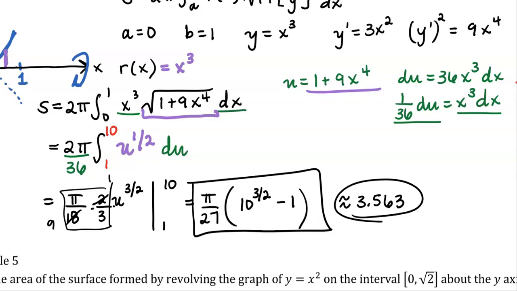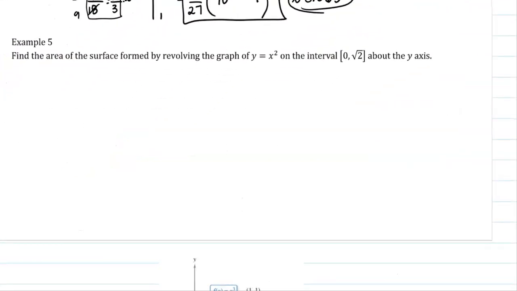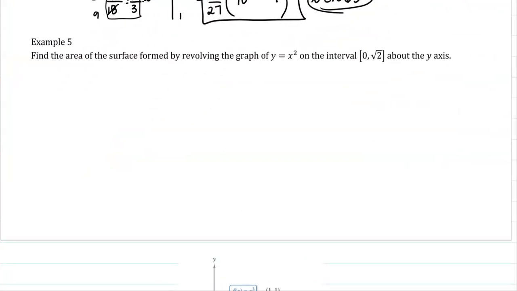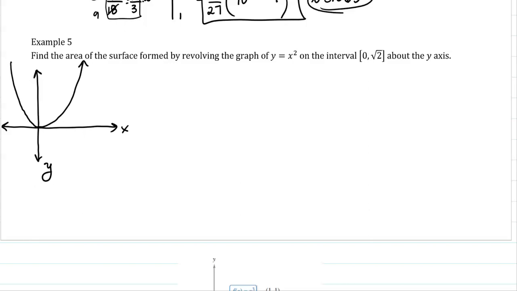And there's our approximation. For our last example, similar problem, we will be finding the area of the surface formed by revolving the graph of y is equal to x squared on the interval 0 to √2 about the y-axis. So y is equal to x squared kind of looks like this. Let's say that √2 is right here. So we're only working from 0 to √2. We're only working with this blue piece of the function, and this time we're revolving around the y-axis.